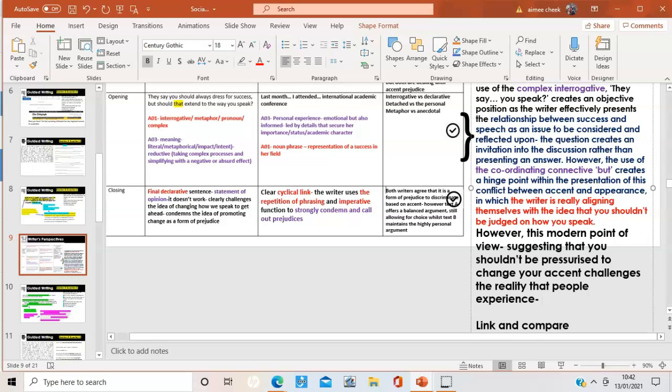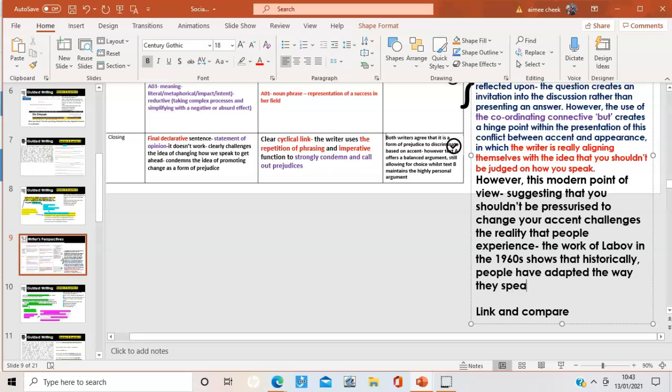For example, reality. The work of Labov in the 1960s shows that historically people have adapted the way they speak within the workplace to achieve success and promotion.